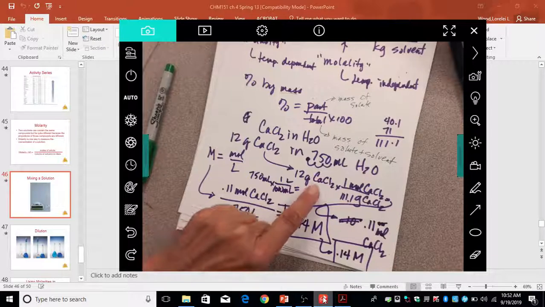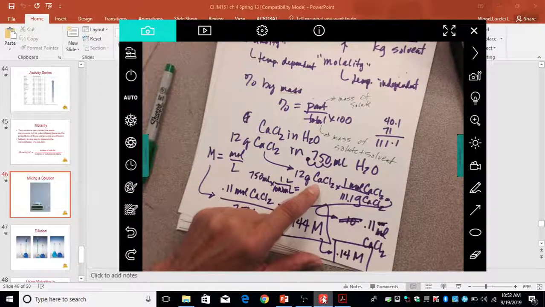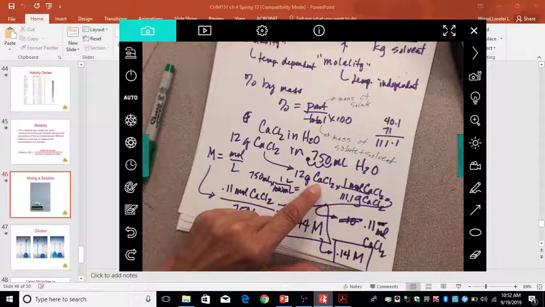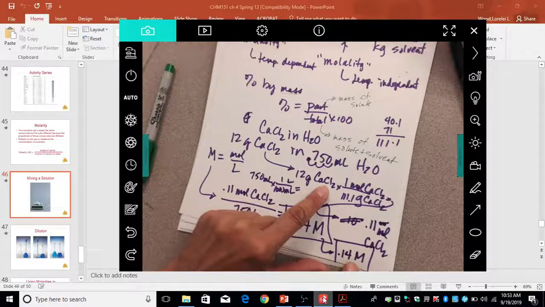What would be the concentration, since this is completely soluble, or if it was, I'm not sure if it is completely soluble. If it was completely soluble and I put ions in solution, what would be the concentration of my calcium ions in solution? This is my concentration of the whole solution. What would be just the calcium ions? 0.14. What would be the concentration of the chloride ions in my solution? 0.28. You see how that works?